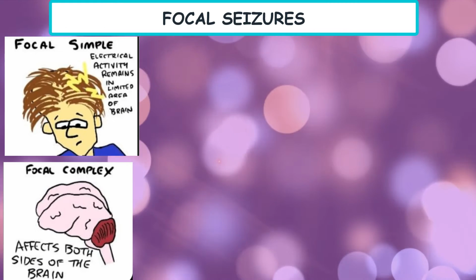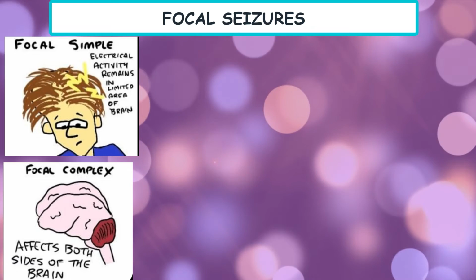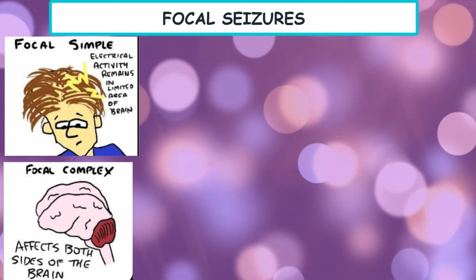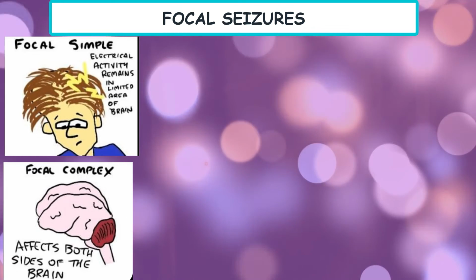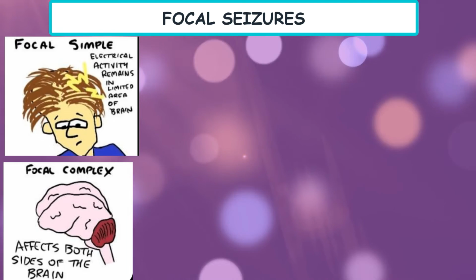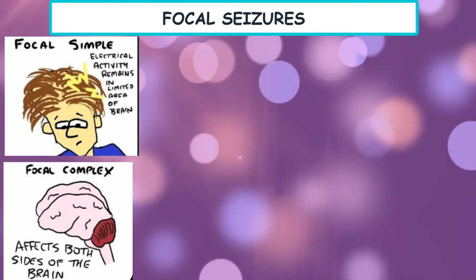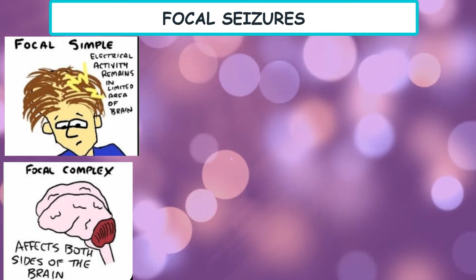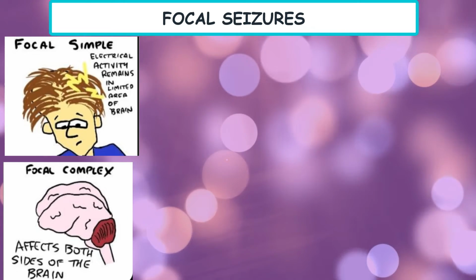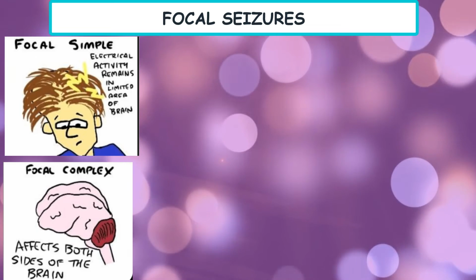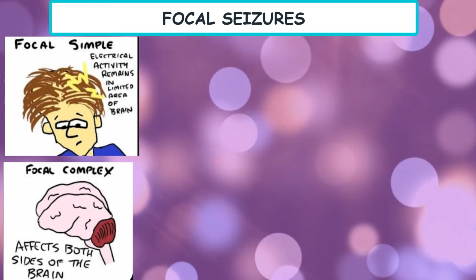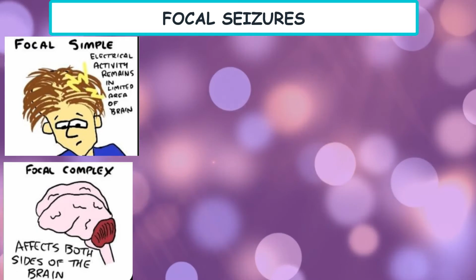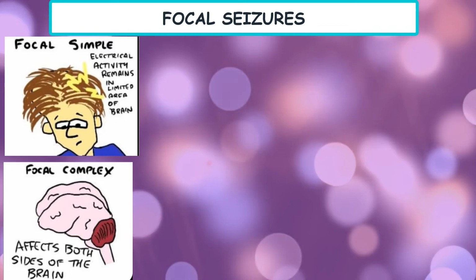Now let's talk about focal seizures. Seizures are also described depending on a person's level of awareness during their seizure, which means whether or not they're aware of the seizure and what is happening around them. These seizures are known as focal aware seizures, and they were previously known as simple partial or focal impaired awareness seizures, also known as focal complex.